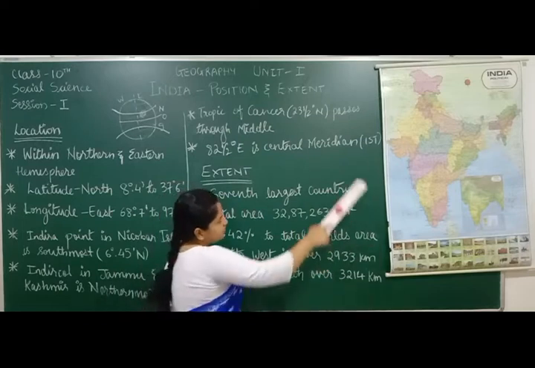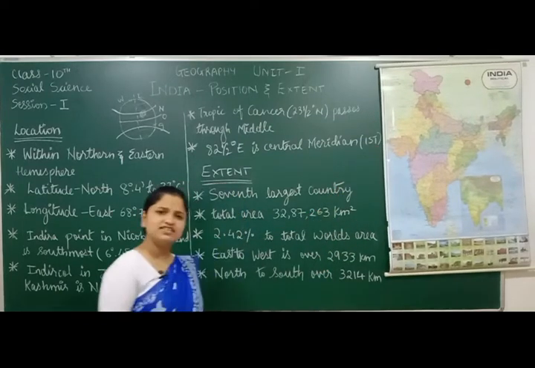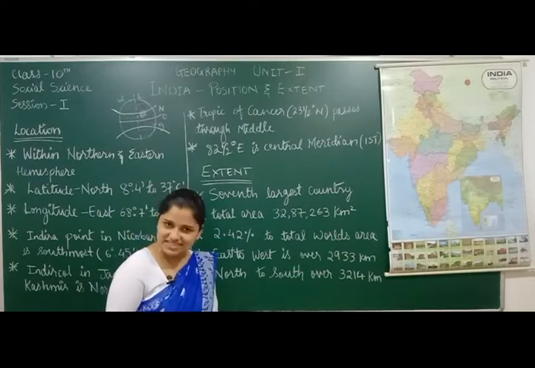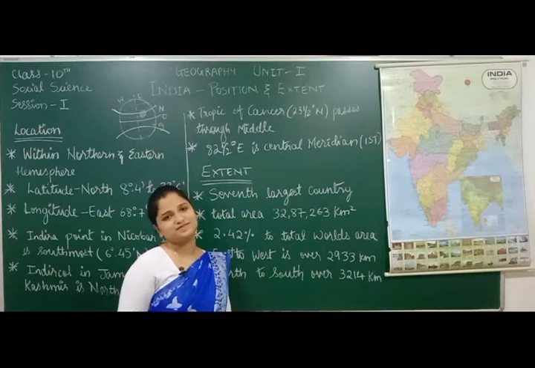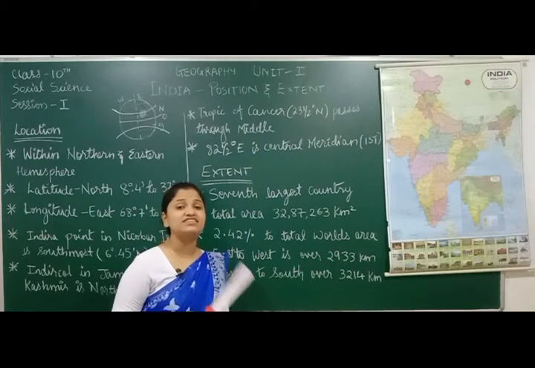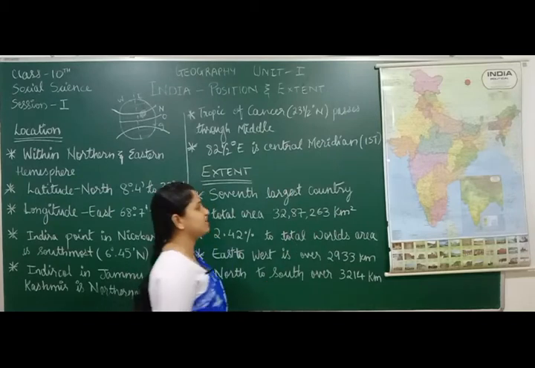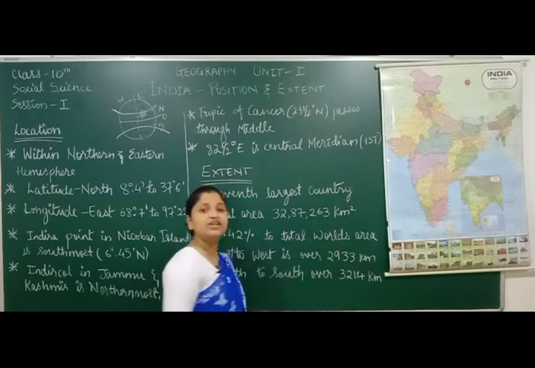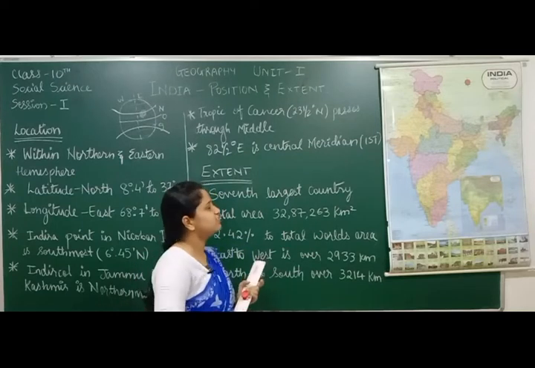Now see, I have written something in the bracket. Is this visible to you? IST. What is that IST that I have written? IST is nothing but Indian Standard Time. So with the help of this central meridian, we have decided the standard time for India. Now, did you understand what I am trying to tell you? Let me explain this to you here.